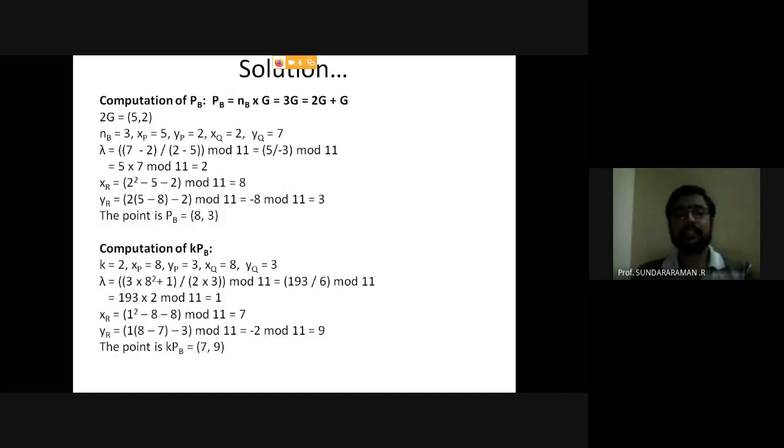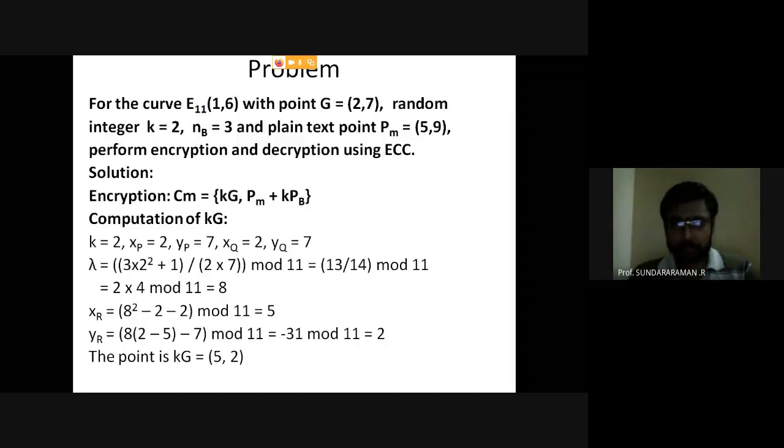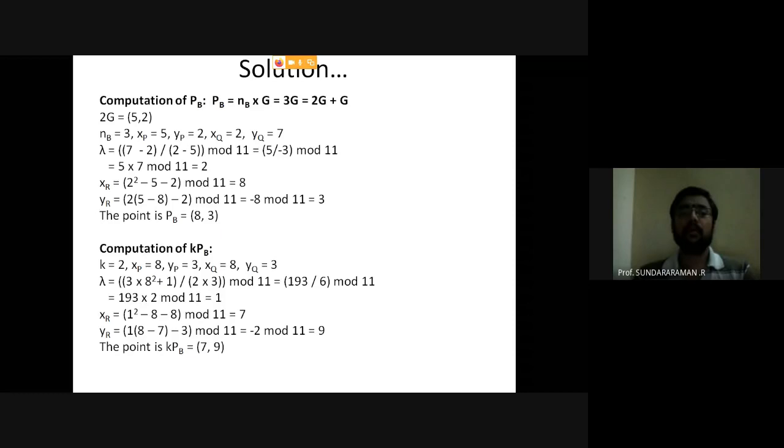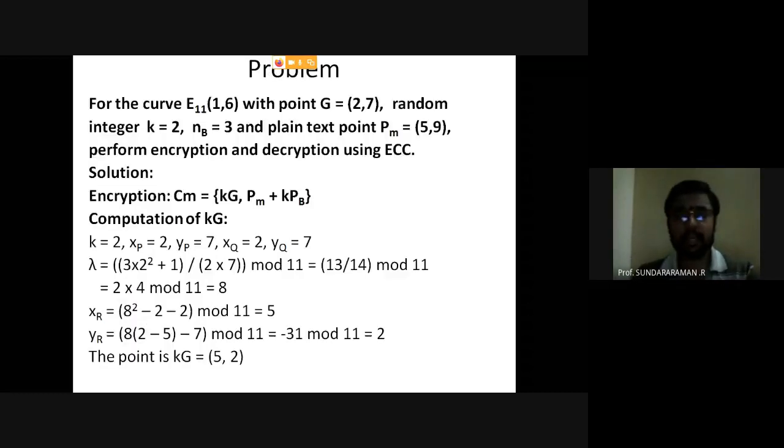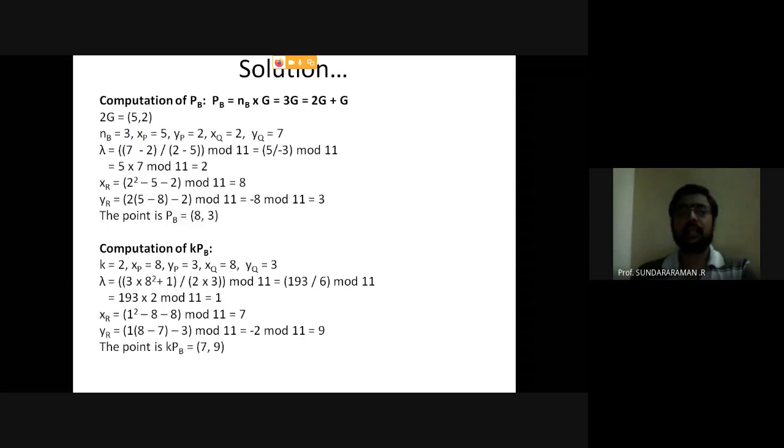Now, what is the next step? We have to compute k into pb, because k into pb needs to be added with the pm. So now look at the k into pb. pb is equal to nb into g. Who will compute pb? User b will compute pb, and he will send that value to user a, right? So as you know, the equation for pb is nothing but pb is equal to nb into g. nb, what is nb given? nb given is 3. Therefore 3 into g needs to be computed.